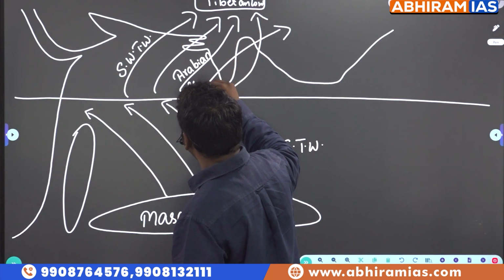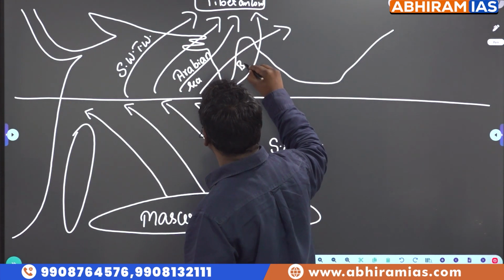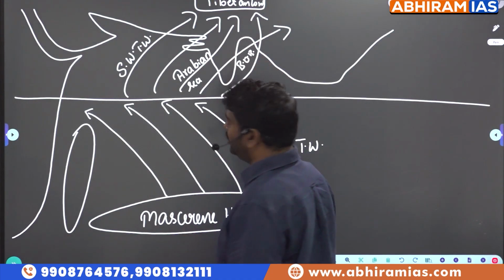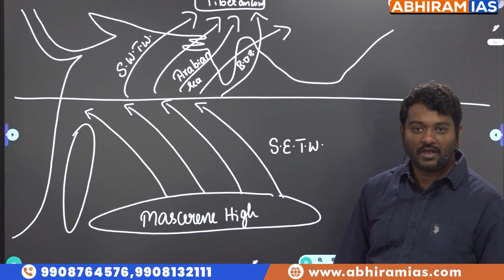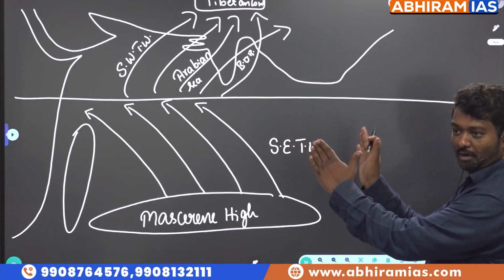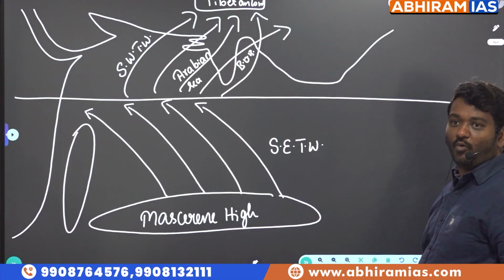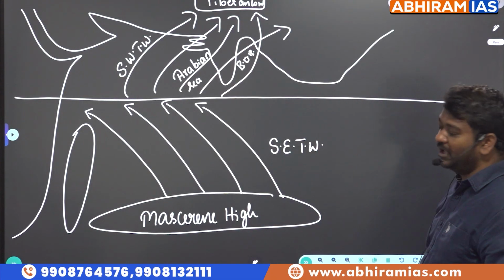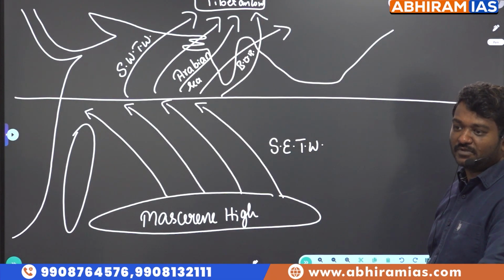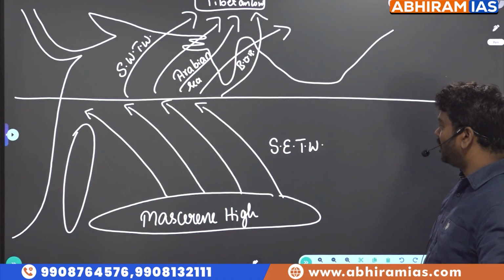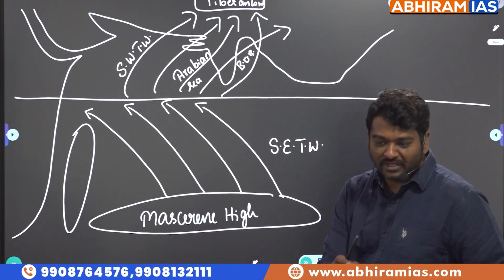What are the two branches? Arabian Sea branch and Bay of Bengal branch. Okay, so it splits into two and enters into India. One branch comes from Arabian Sea, another branch comes from Bay of Bengal. So what I want you to remember here, you write 2 lines below.